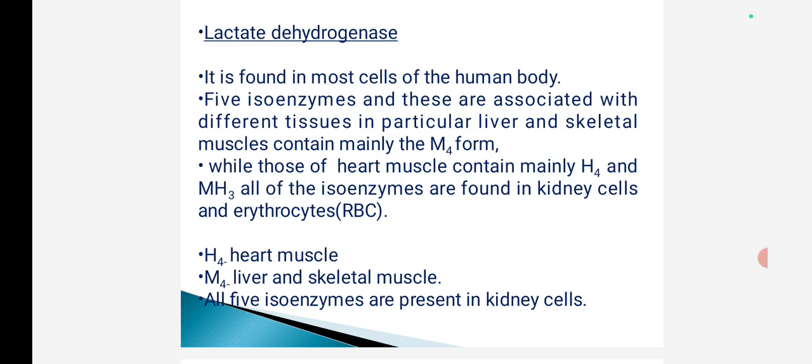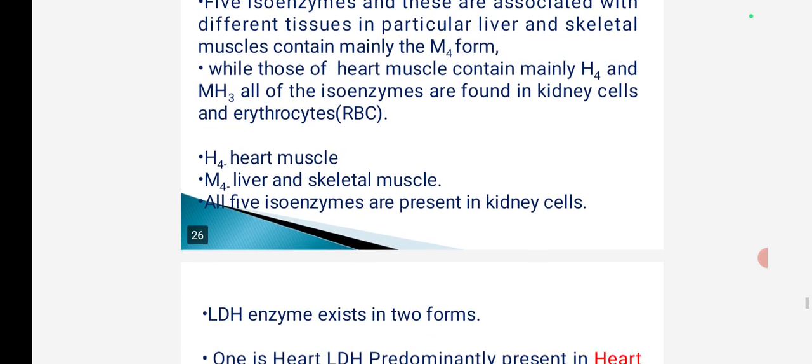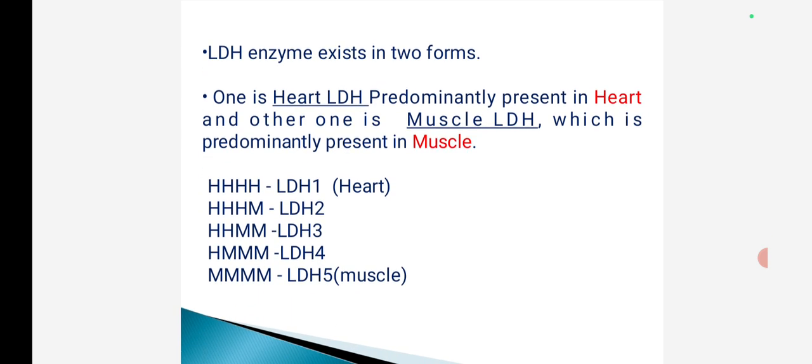those of heart muscle contain mainly H4 and MH3. All of these isoenzymes are found in kidney cells and also erythrocytes, RBC. H4 type is present in heart muscle, M4 is present in liver and also skeletal muscle. All 5 isoenzymes are present in kidney cells. LDH enzyme exists in two forms. One is heart LDH, predominantly present in heart, and another is muscle LDH, which is predominantly present in muscle.